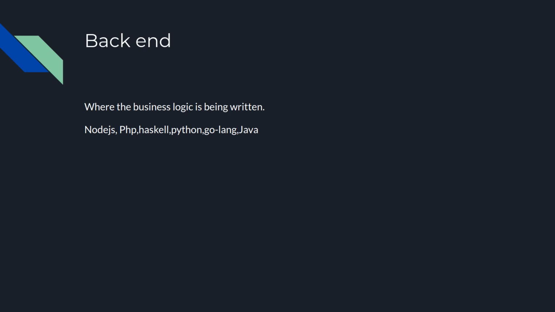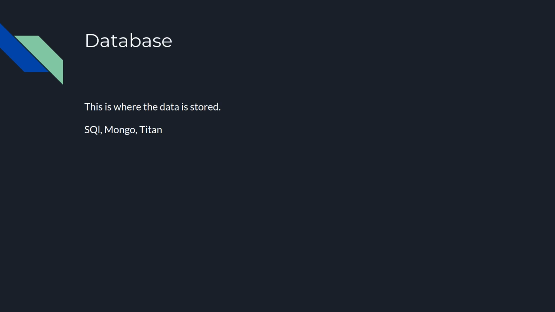For example, an upload button. Whether you should see the upload button on the front end or not is decided by the back end. How the button should be shown and what the button has to be, all those things are written using Node.js, PHP, Haskell, Python, Golang, Java, or many other things like Plutus or Solidity. There are many things in the back end where the business logic is written. And the database layer is where the data is stored.